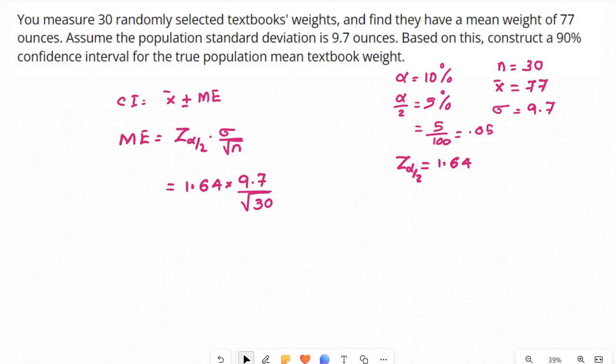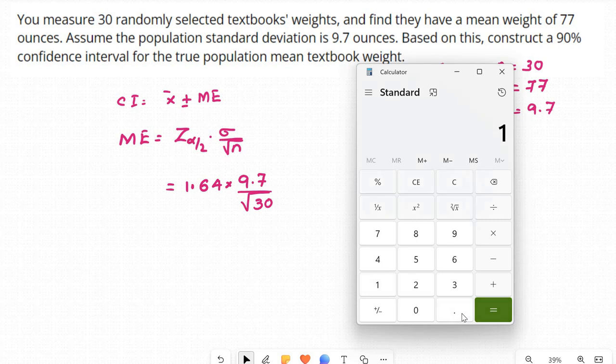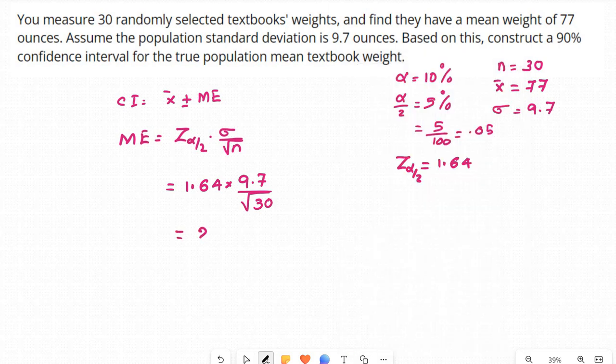Now we can find out that value with the help of a calculator. It is 1.64 times 9.7 divided by square root of 30 equals 2.90. So we can take that value as 2.90. That is the margin of error.